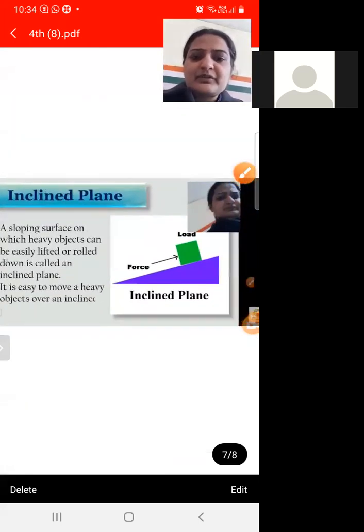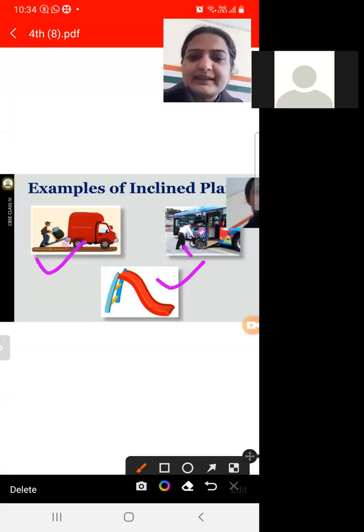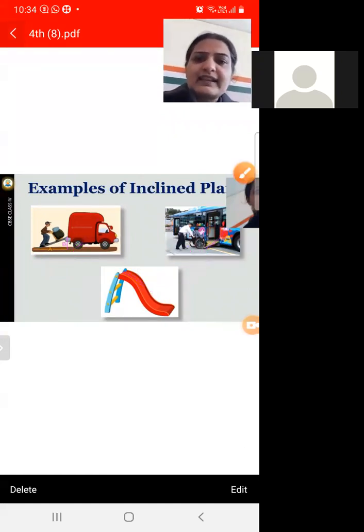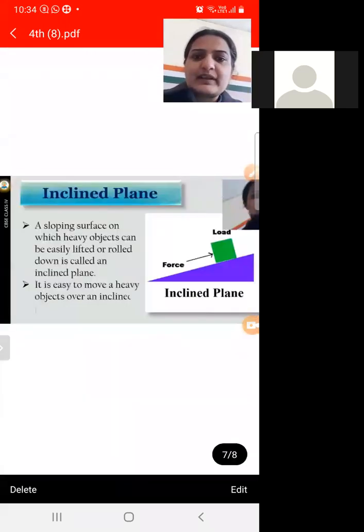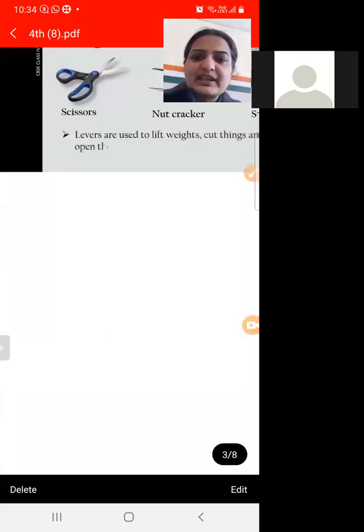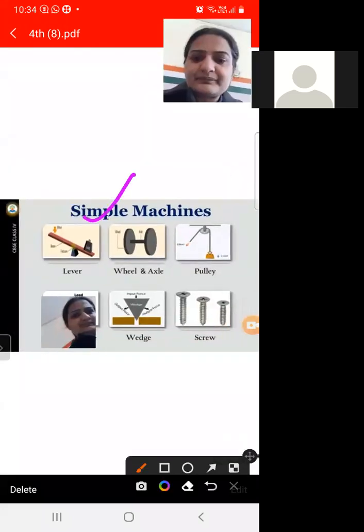And what do you mean by inclined plane? So this is our inclined plane. If we tilt any plane, this is called an inclined plane. So these are all simple machines. So what are simple machines? I'm explaining again. First is lever.